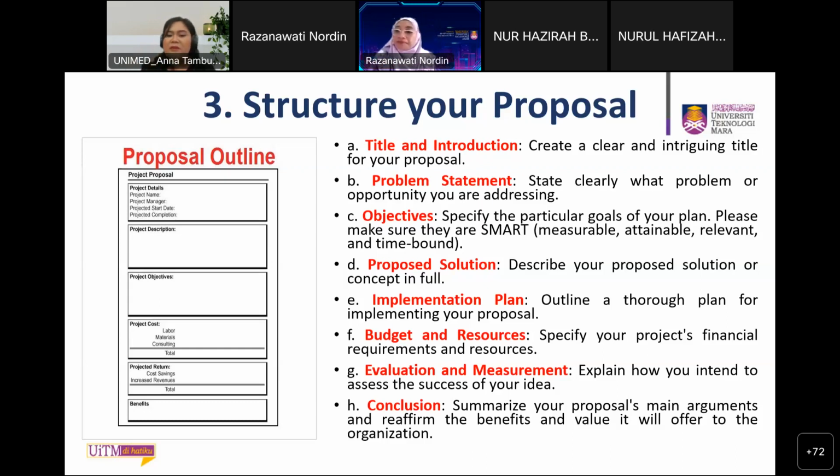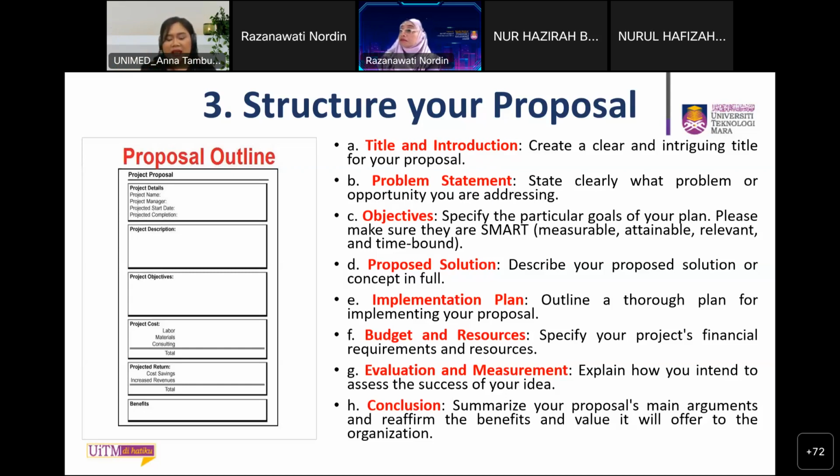And then the implementation plan. Now, in this implementation plan, you should outline a detailed plan for implementing your proposal. Now, you can do it like this. You break it down into phases, tasks, timelines, and responsibilities. So you could address potential challenges and present strategies to overcome them.